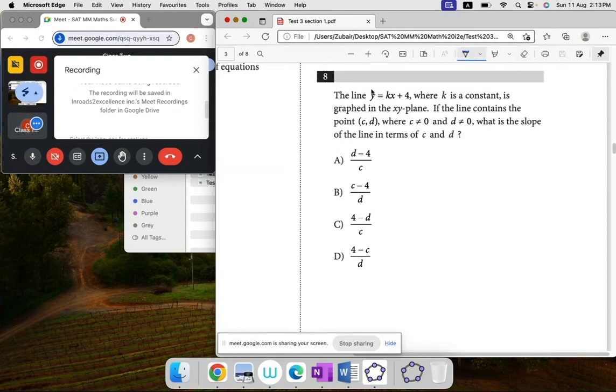Number 8. The line y is equal to kx plus 4, where k is a constant, is graphed in the xy plane. If the line contains the point (c, d), and c is not equal to 0, d is not equal to 0, what is the slope of the line in terms of c and d? So first of all, y is equal to kx plus 4. x is c, y is d. So d minus 4 over c is equal to k.